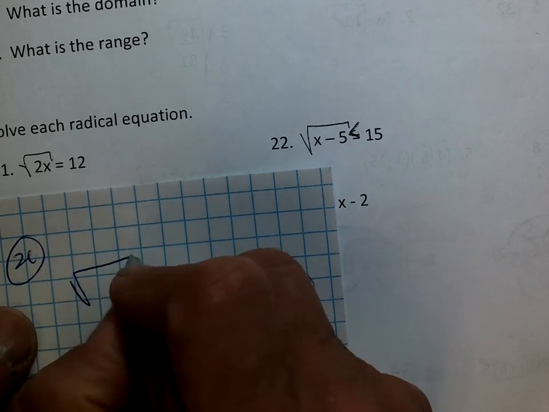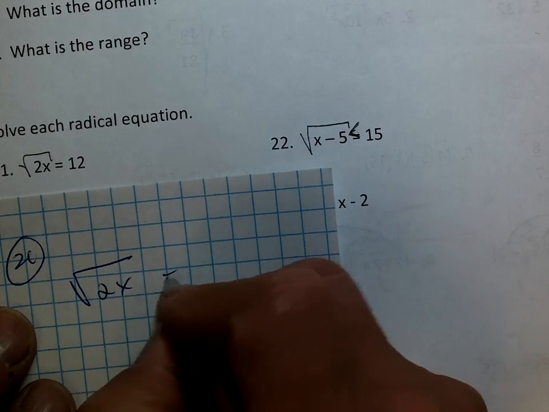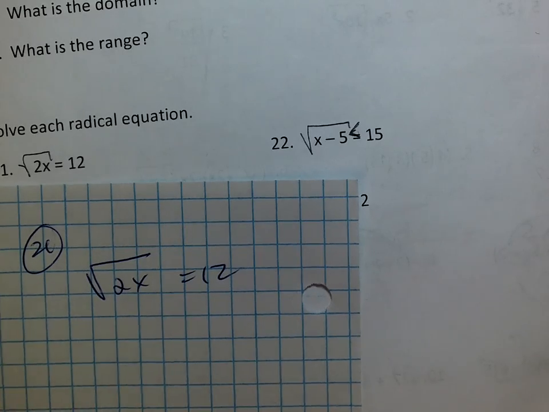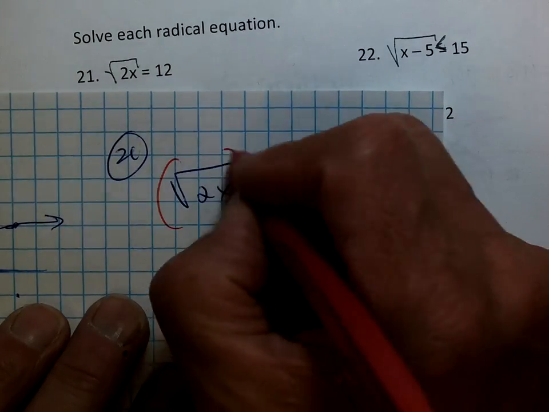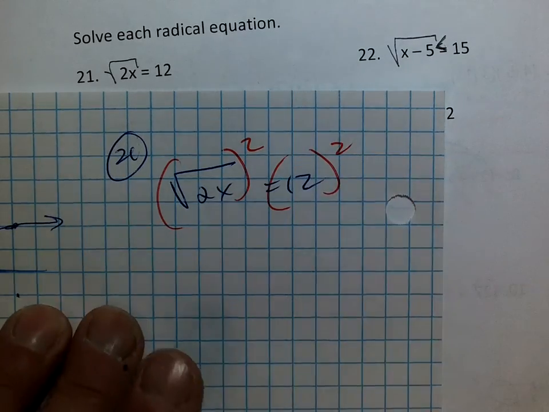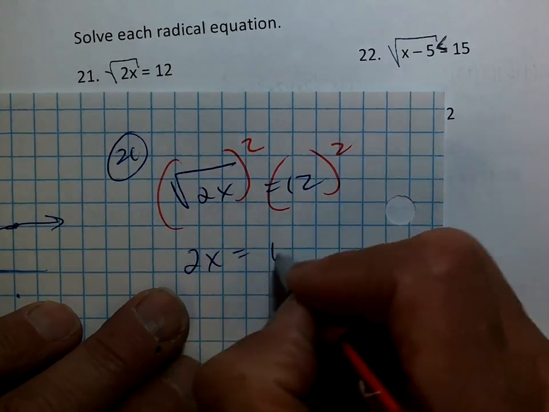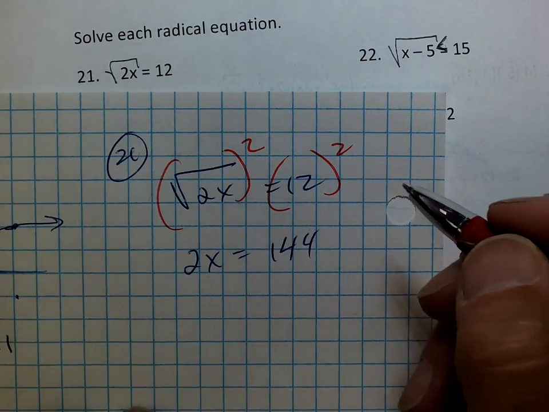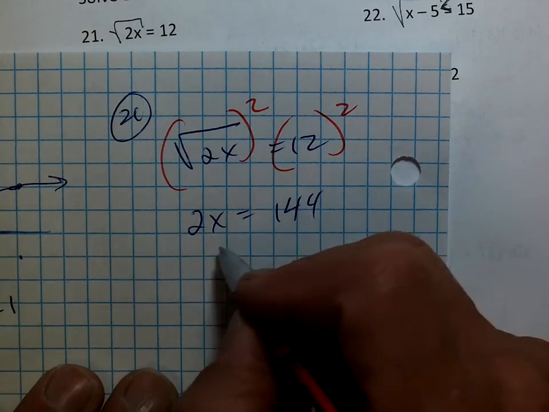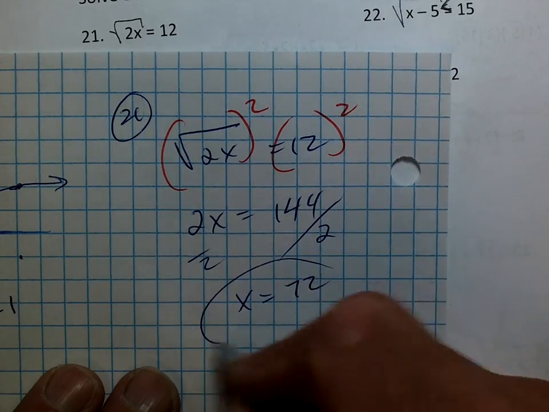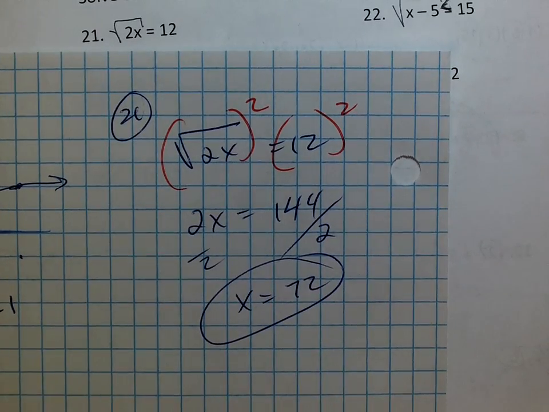21, I've got the square root of 2x equals 12. Okay, this is easy. Guys agree? Square it, square it. All right, I'm going to get a 2x equals 144, right? Divide by 2. X equals 72. Capiche. Boom. Does that answer make sense? Are you dividing by a negative number? No, no negative numbers. Boom, you're done.